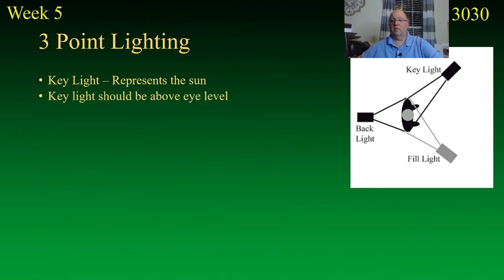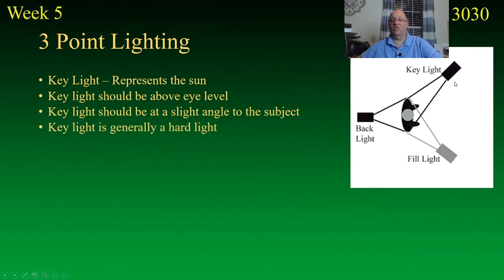Usually, the key light is above eye level. And usually, the key light is at a slight angle to the audience. It's not hitting them head on. It's hitting them from an angle. And the key light is generally a hard light. Usually this light is intended to create shadows, to bring out some details.